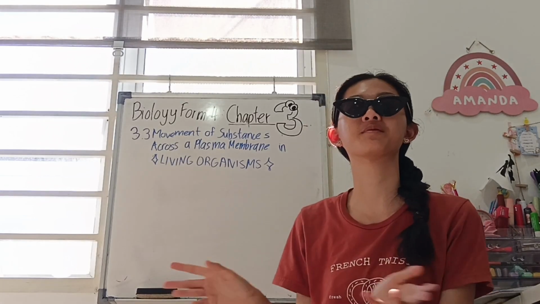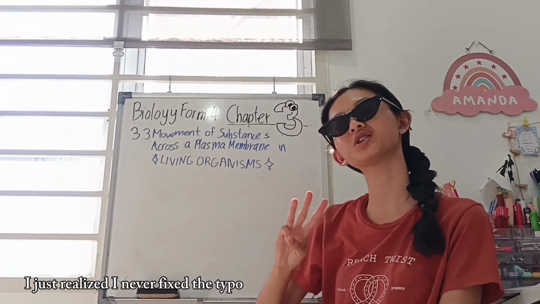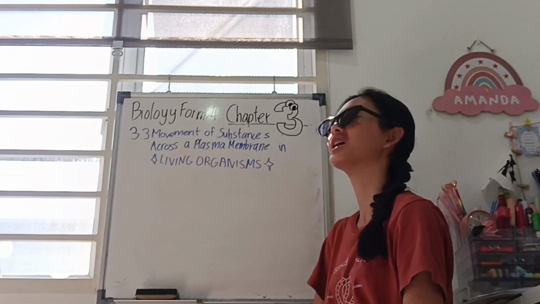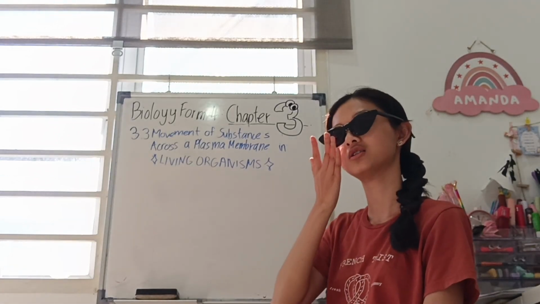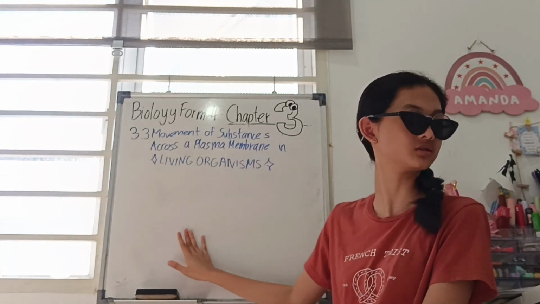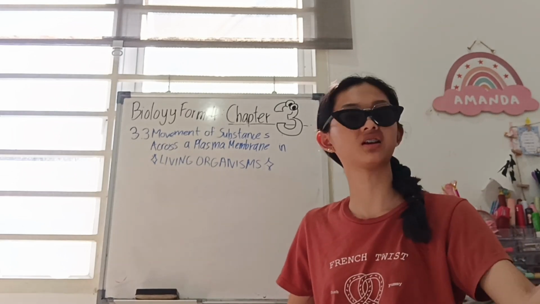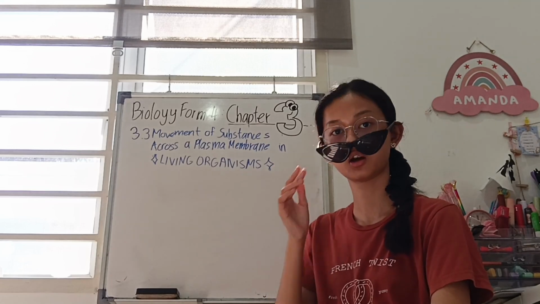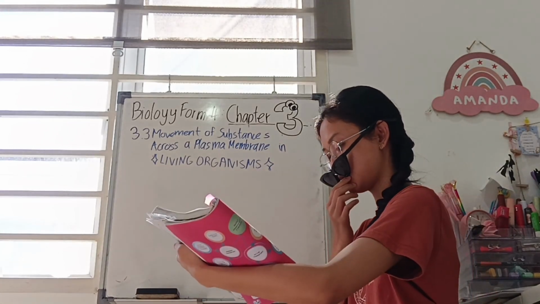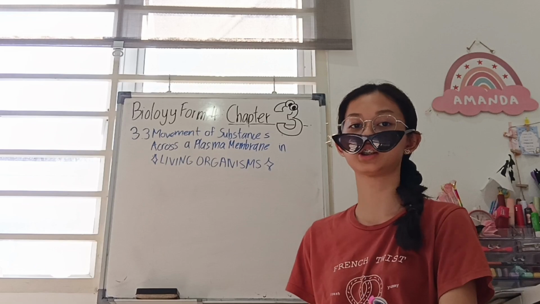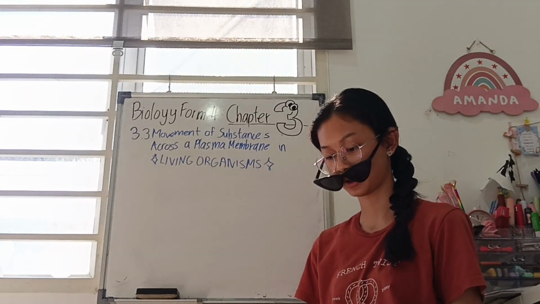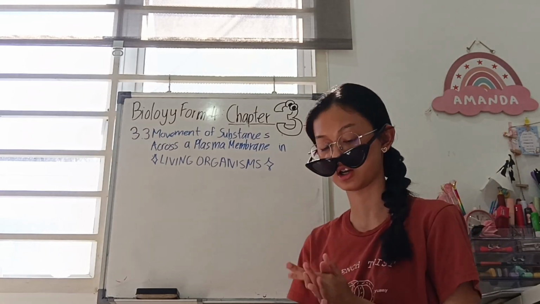My name is Amanda and today I'm going to teach Biology Form 4 Chapter 3 Subtopic 3.3, Movement of Substances Across a Plasma Membrane in Living Organisms. So this part, let's talk about it from the textbook. Please open your textbook, page 57. In this page, they will talk about the active and passive transport in living organisms.